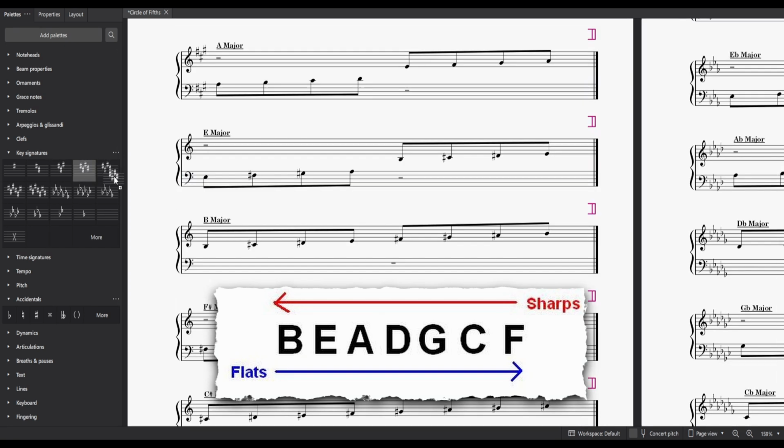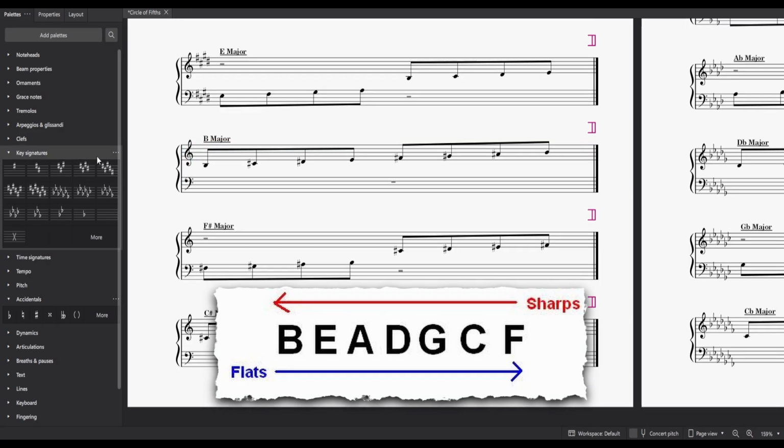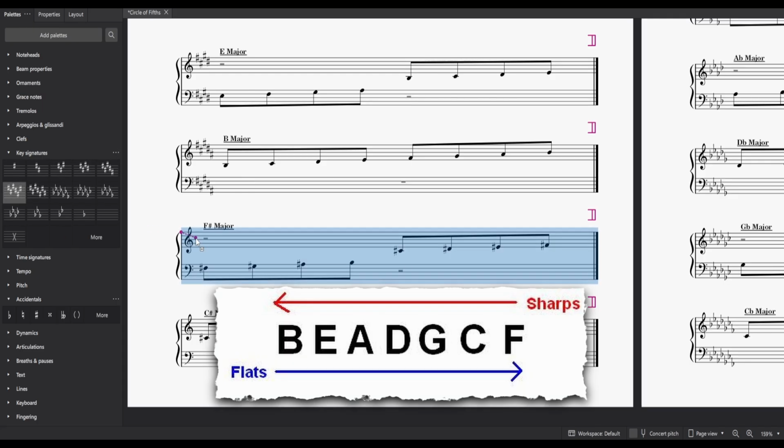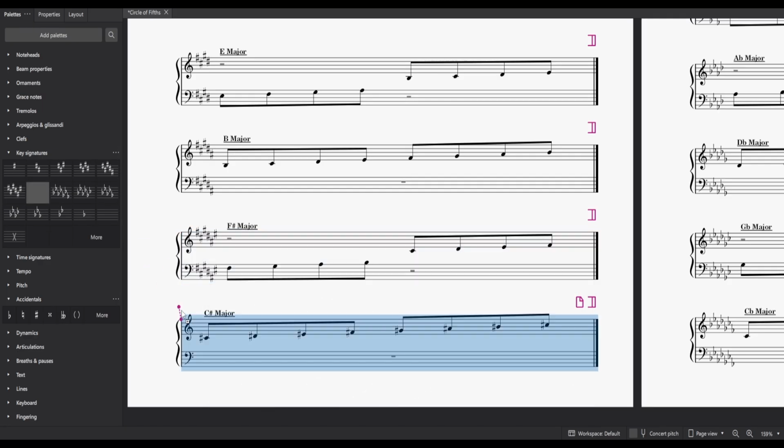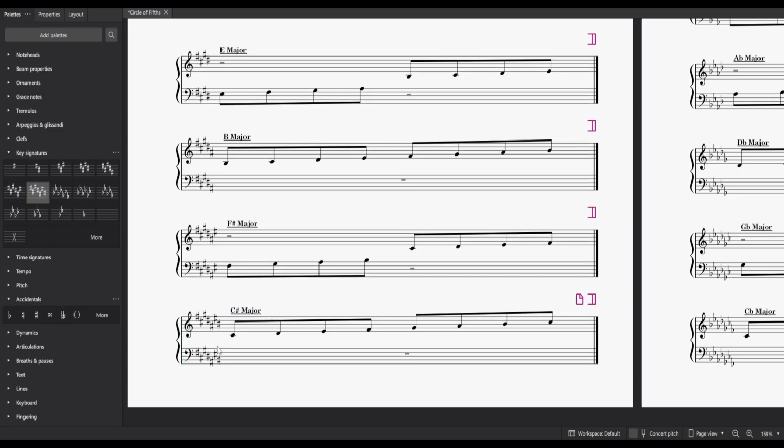4 sharps, F C G D. 5, F C G D A. My 6, F C G D A E. And finally, I have all 7 sharps.